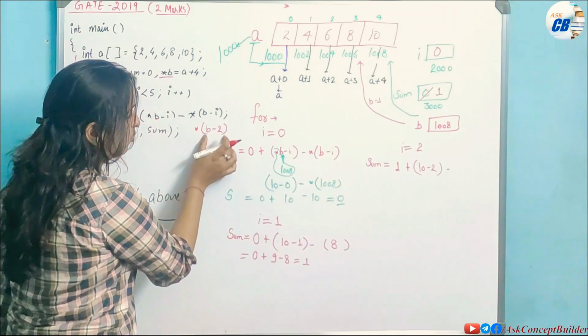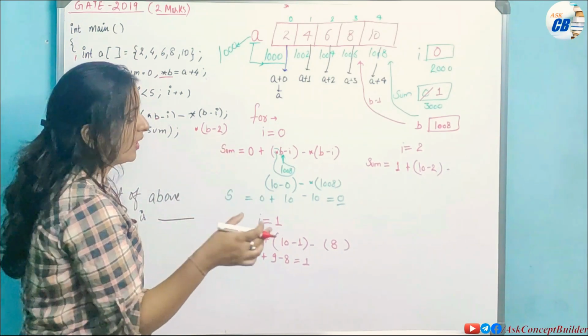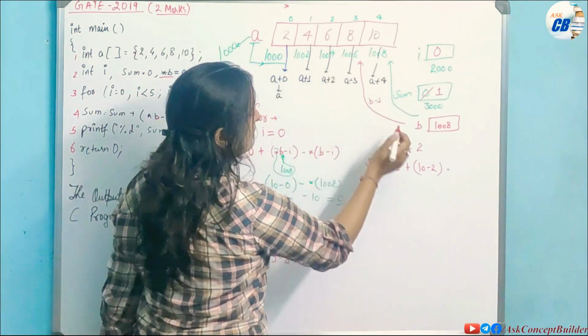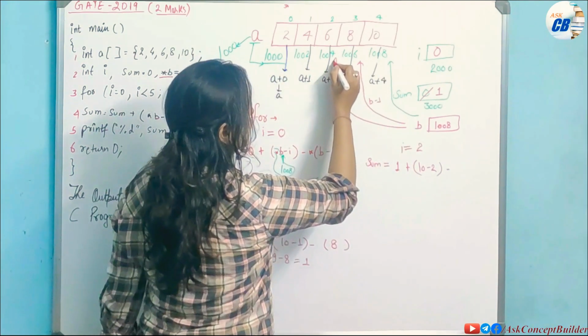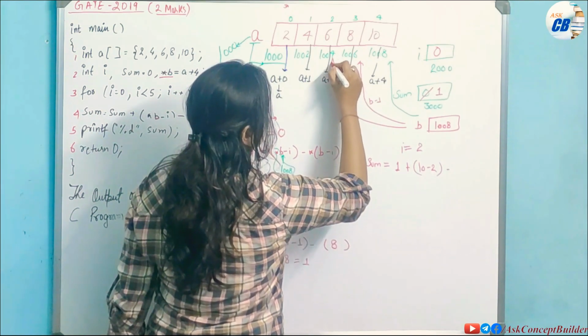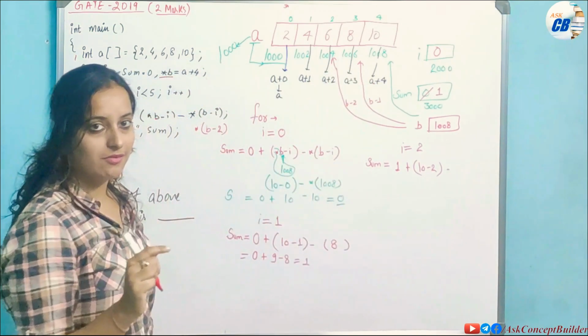Now what we have to do, first we have to find b minus 2. See, b was this, b minus 1 was one element before it, so b minus 2 will be one more element before it. So b minus 2 will point to this one. Okay, in this way you have to see here.